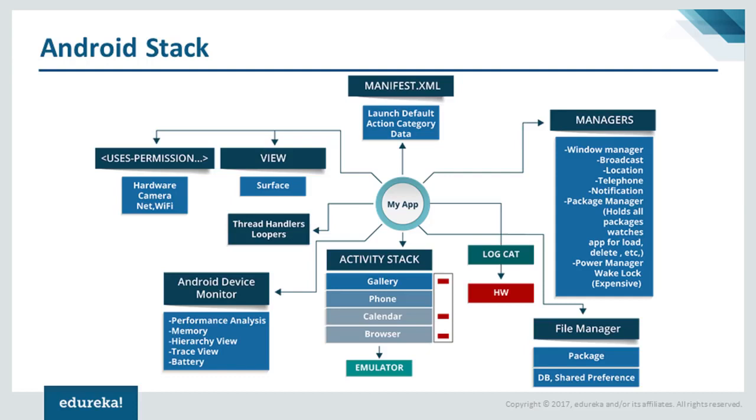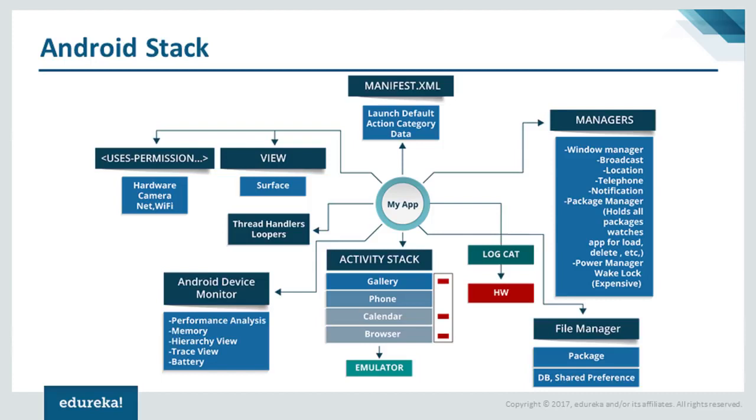Here, guys, I want you to get familiarized with what components surround the application when you start writing your application. That is very important for us to know. We have something called manifest.xml. In manifest.xml, we have the launcher, the default, the action, the category, and the data. Now this in turn will live in the form of an intent filter.